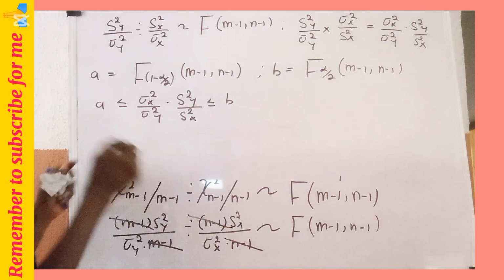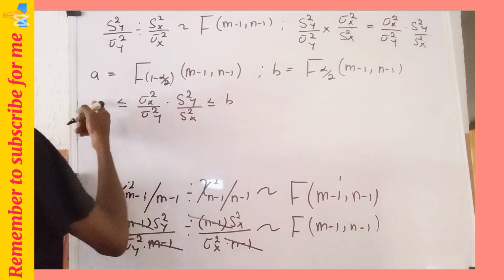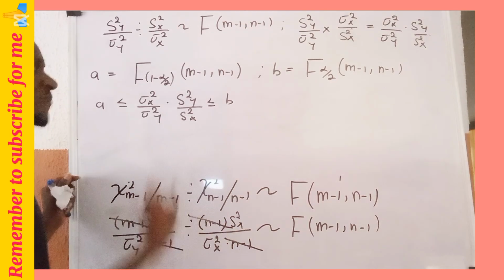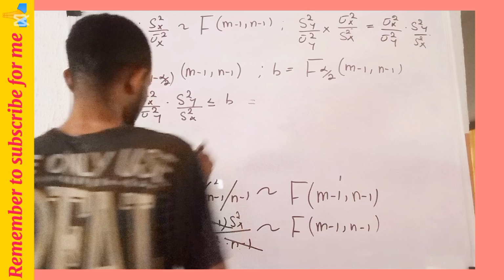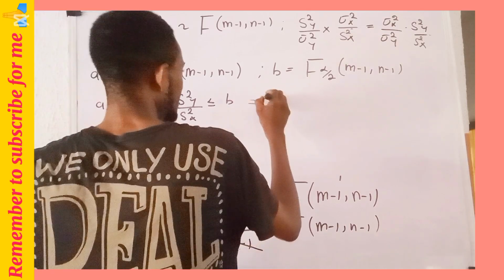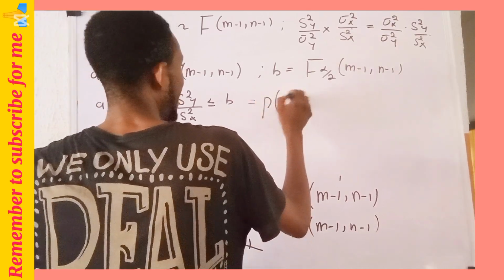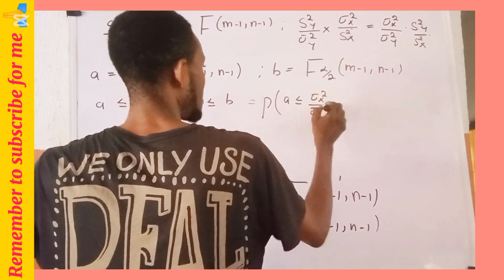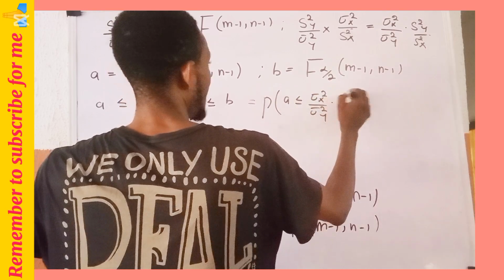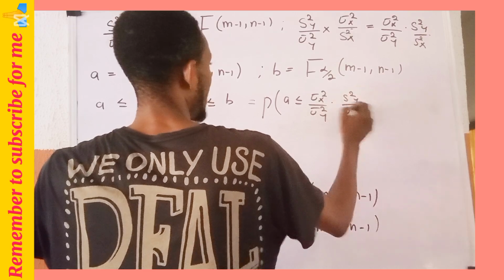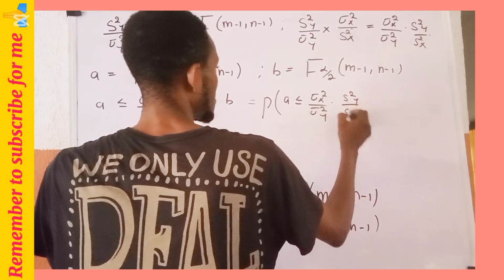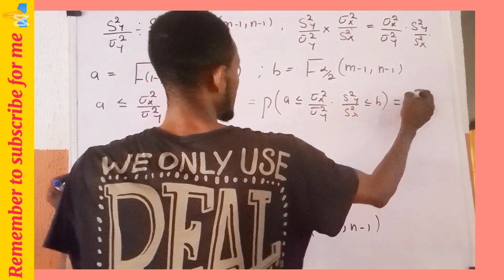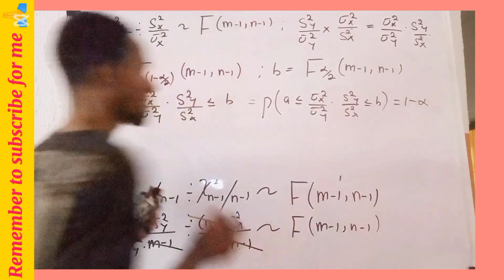Now, we are talking about how we are going to construct this interval with a certain level of confidence. This implies that the probability that A is less than or equal to sigma squared of x all over sigma squared of y multiplied by S squared of y all over S squared of x, being less than or equal to B, is given to me as 1 minus alpha. That's what we are discussing.